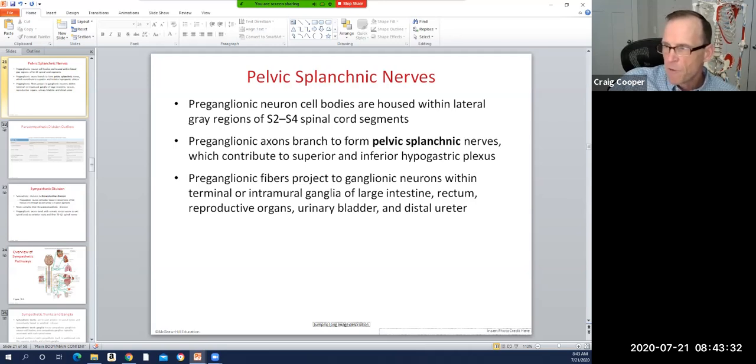And again, you're going to have individual specific nerve branches that cause effects in the bladder, the ovary, the testes, the rectum, the bowel. But you don't need to know any specifics on which of those nerves does which function. Just know that those things are controlled by these pelvic splanchnic nerves. They're the sacral division of the parasympathetic.